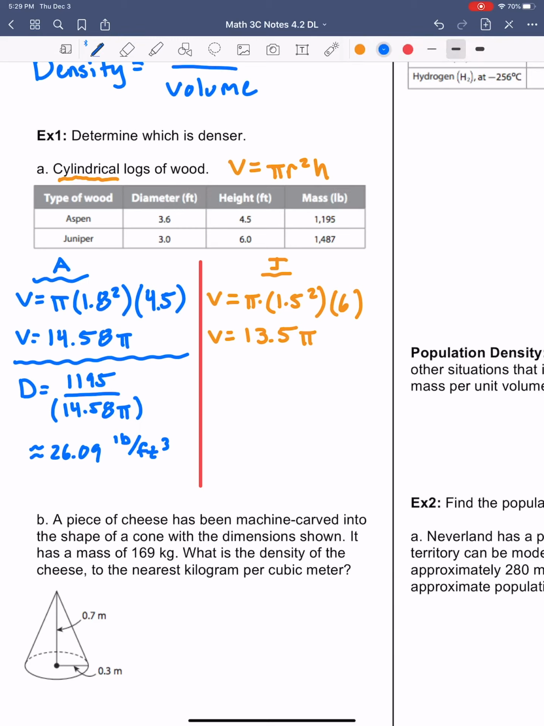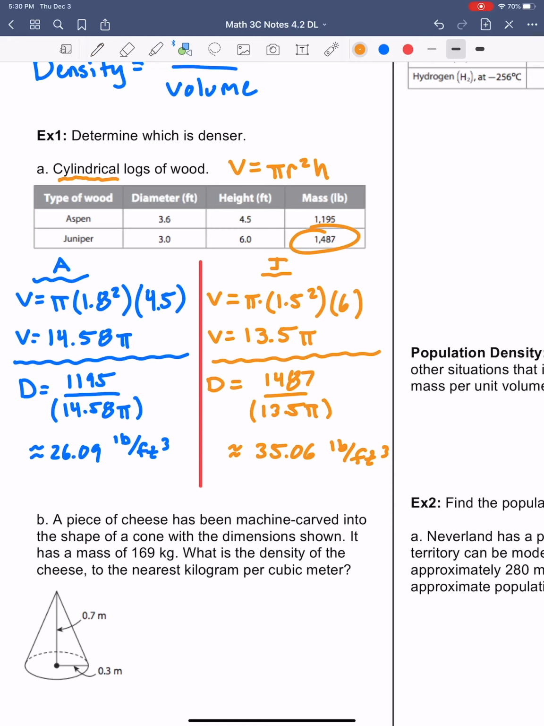And then we can go ahead and move to the density formula for the juniper wood. And so we're going to get the mass, which is written here for juniper, is 1487 divided by 13.5 pi. Again, using parentheses if we're punching this into the calculator, and we get 35.06 pounds per cubic foot. And then it's asking me which one is denser, and we can see that's going to be the juniper because we get the larger number there. So this is going to be the more dense piece of wood.